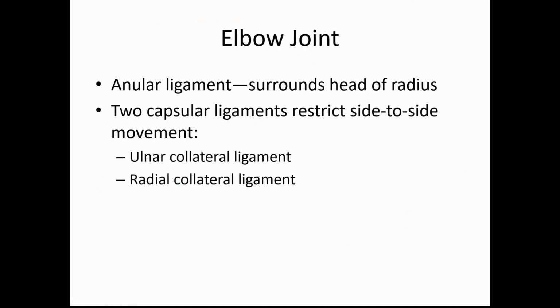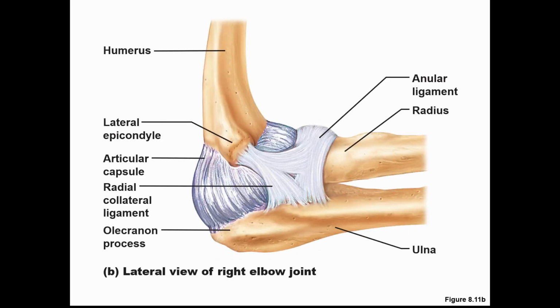The elbow joint does have a couple ligaments. There's an annular ligament that helps hold the head of the radius in place, and there are 2 capsular ligaments that restrict side-to-side movement. There's the ulnar collateral ligament and the radial collateral ligament, just as we had the tibial and fibular collateral ligaments in the lower leg. Here's the radial collateral ligament and the annular ligament that help hold that radial head in place.